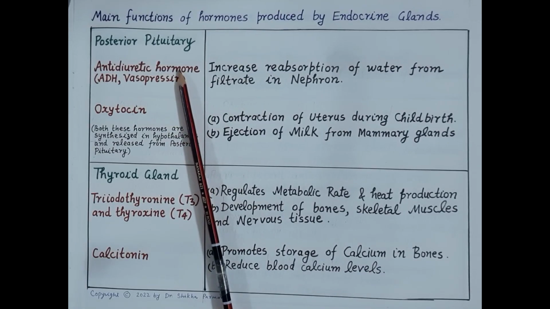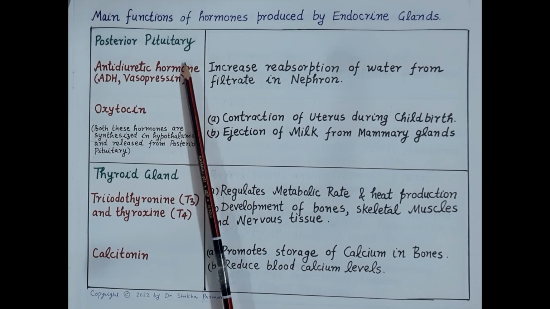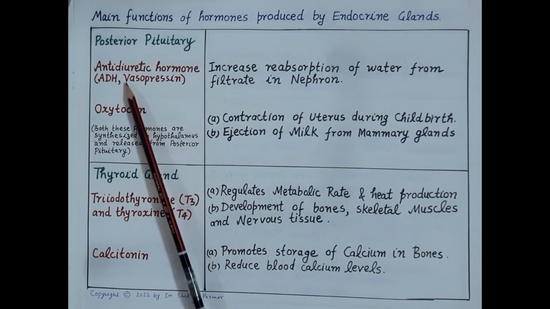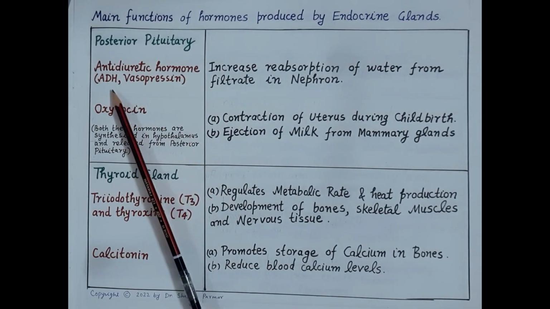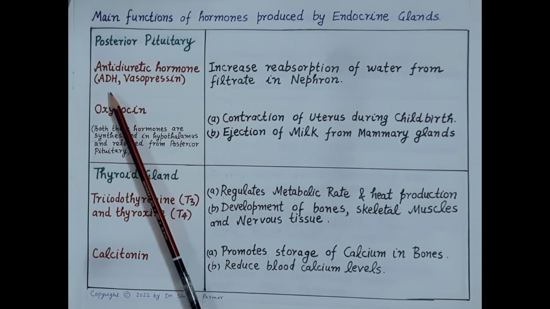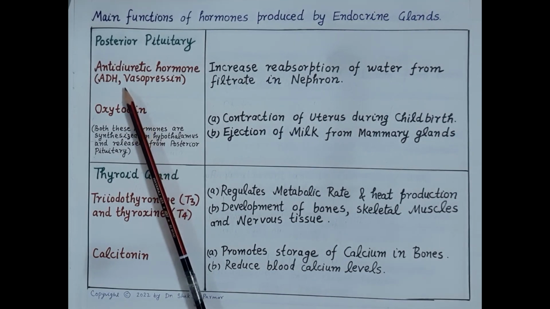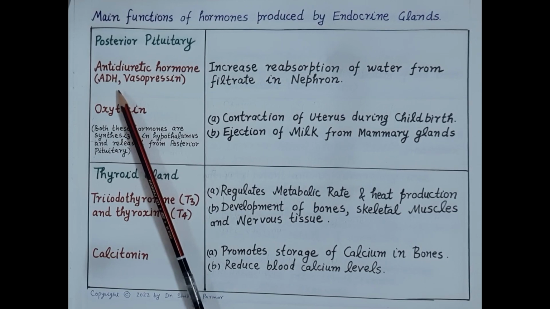Now, let's discuss hormones produced by the posterior pituitary. Posterior pituitary produces antidiuretic hormone and oxytocin. Now, antidiuretic hormone, in short ADH. Diuresis means increase in the volume and increased excretion of urine. Therefore, antidiuretic hormone is an agent that reduces the volume of urine, thereby reduces excretion of urine.